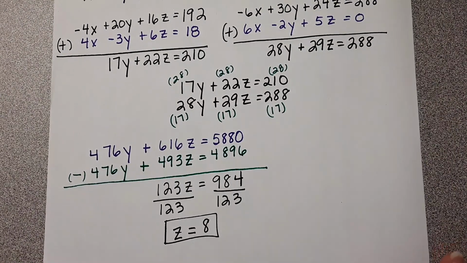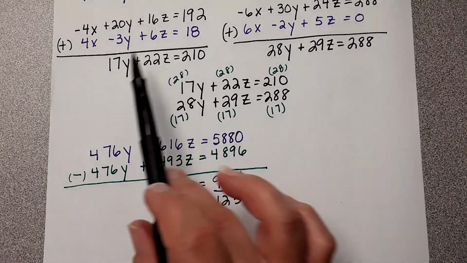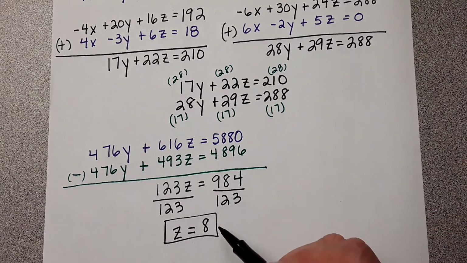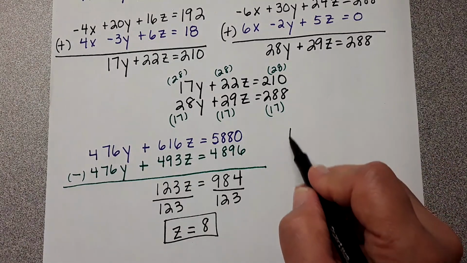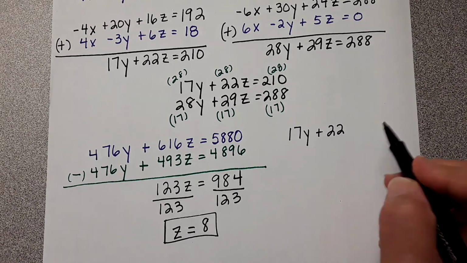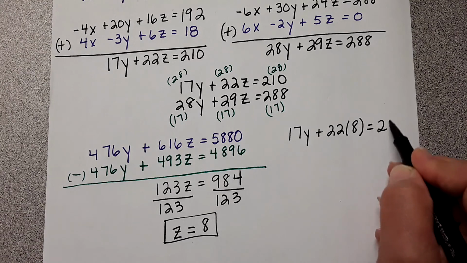Now, we can't plug it back into one of the original equations because we only have one variable. So now what I need to do is plug it into one of the equations we made. That's why it's really important, you guys, that you're paying attention to all the little details. So I'm just going to use this equation right here. I'm going to take 17y plus 22, and instead of z, I'm going to put 8. I'm going to replace z with 8. And I'm going to put 210.